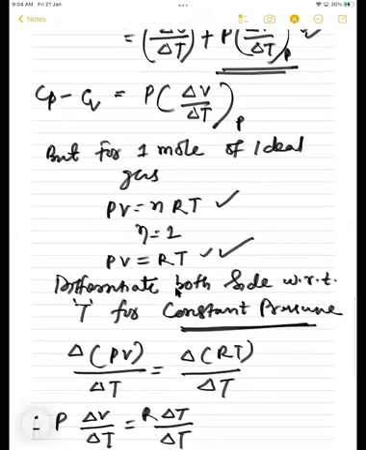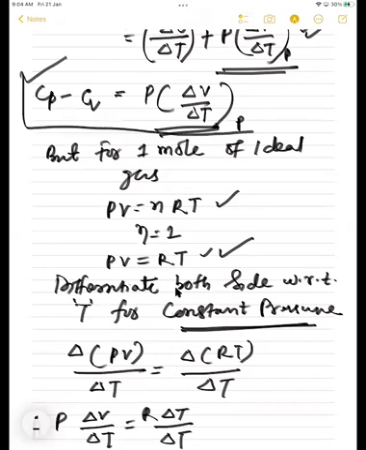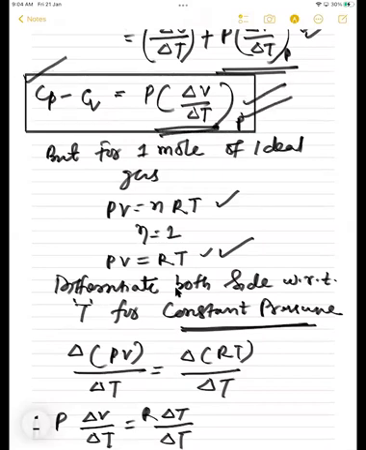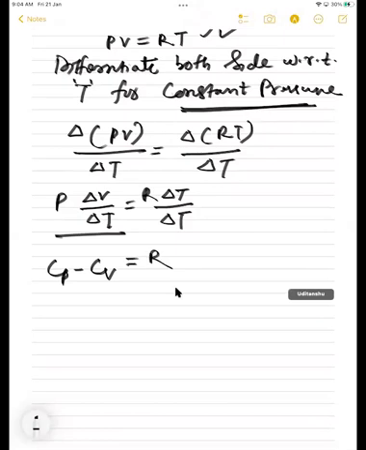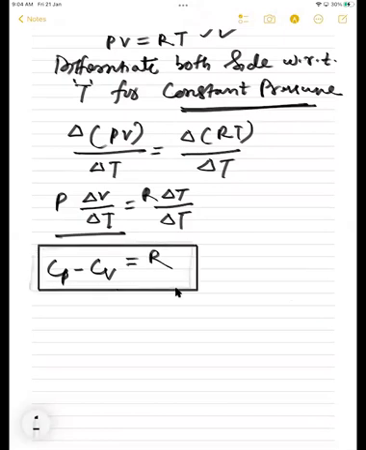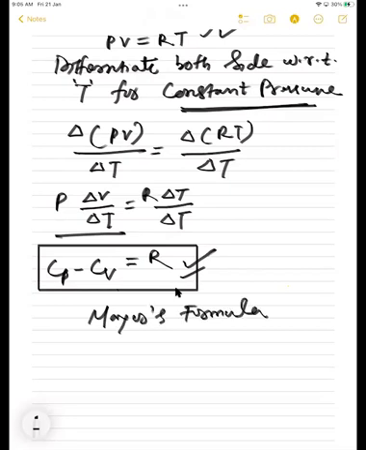See here, in place of P delta V by delta T, can we put Cp minus Cv? Can we put or not? So in place of this, we can write Cp minus Cv, and delta T cancels, that is R. Understood, students? Can you derive it? Will you remember Cp minus Cv is equal to R? This is known as Mayer's formula. Understood all? Yes, sir.